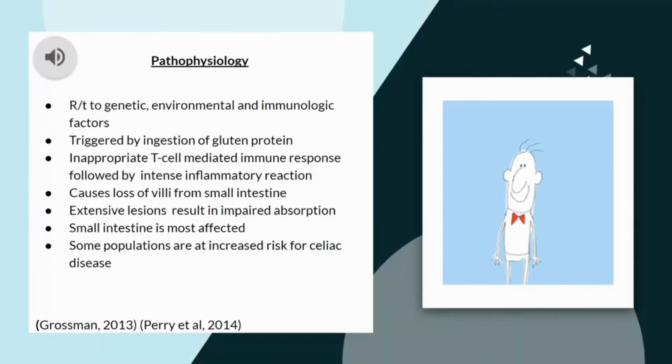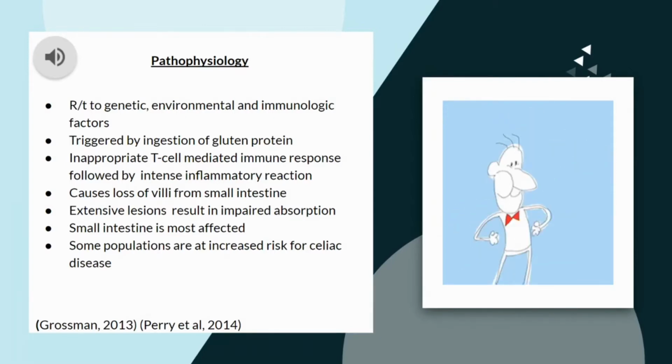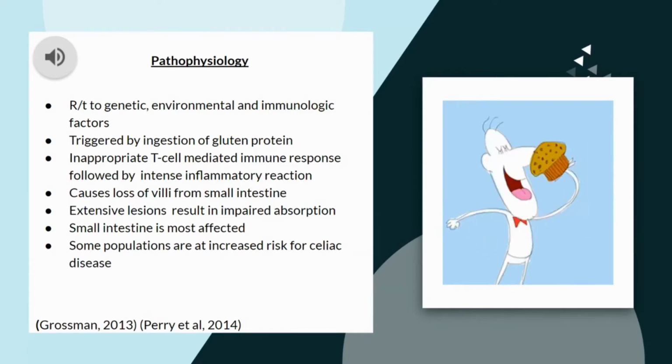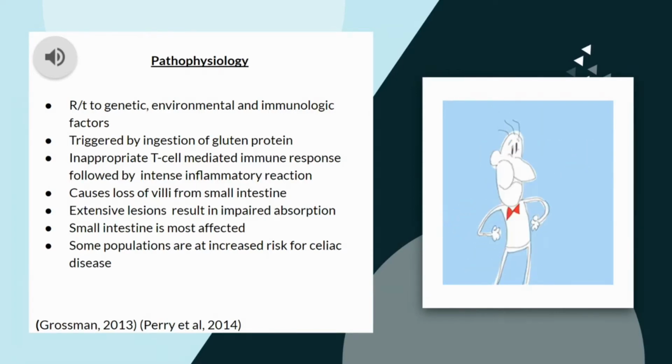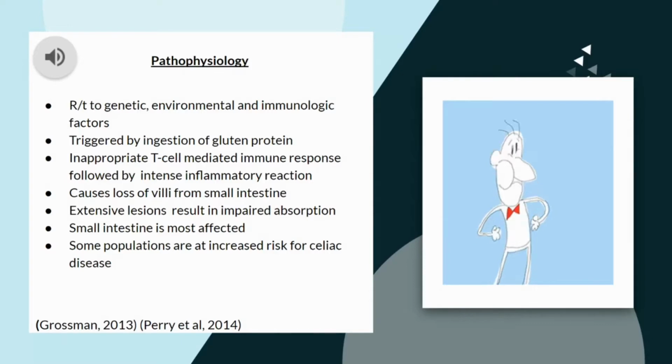The exact cause of celiac disease is unknown. However, the pathogenesis of the disease is thought to be related to genetic, environmental, and immunologic factors. Individuals with celiac disease have the genes HLA-DQ2 or HLA-DQ8 located on chromosome 6, which are known as the celiac genes. Patients with these genes who ingest gluten activate an abnormal inflammatory reaction in the small intestine.